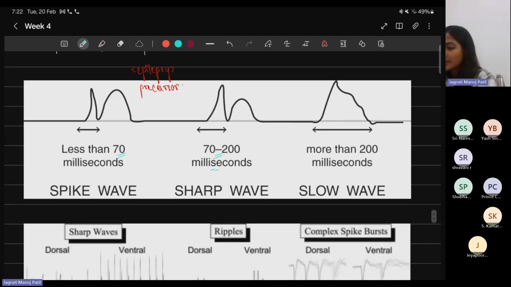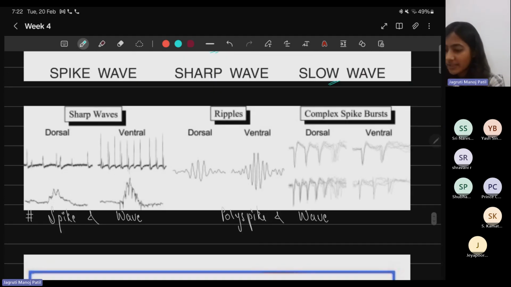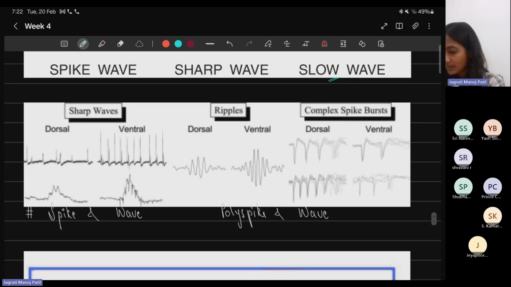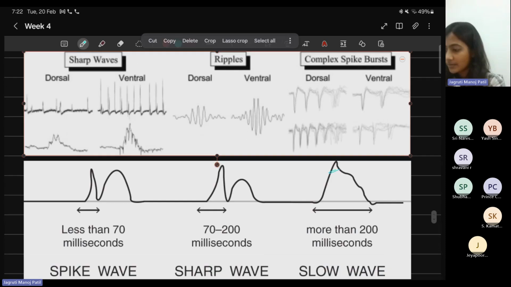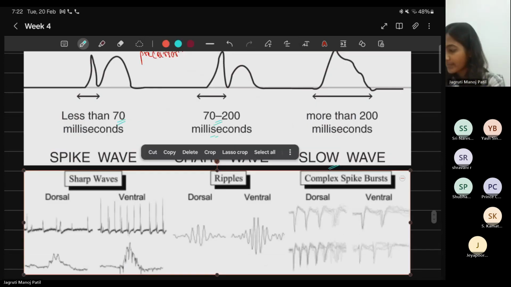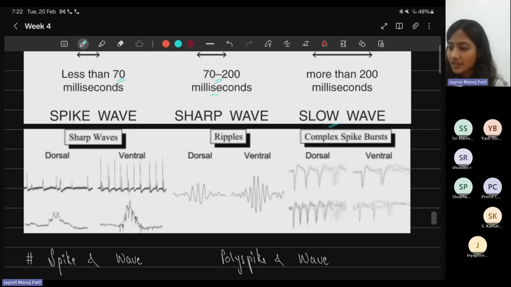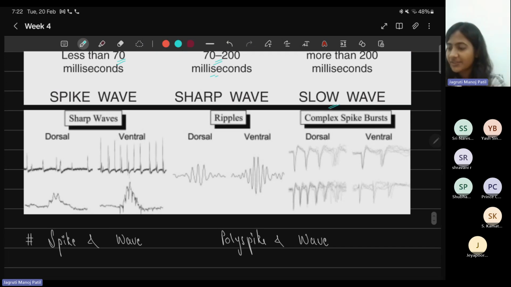Again, there's a slow wave, which occurs if a person is sleeping, and this kind of wave will occur there. Again, which type of waves are where? Something like these sharp waves: how they are in the dorsal region and how they are in the ventral region. I suppose you know dorsal and ventral are like front and back. Then there are ripples, and how they vary between the dorsal and ventral regions.